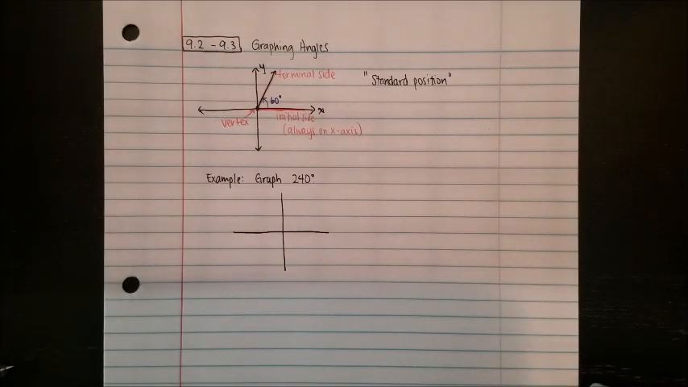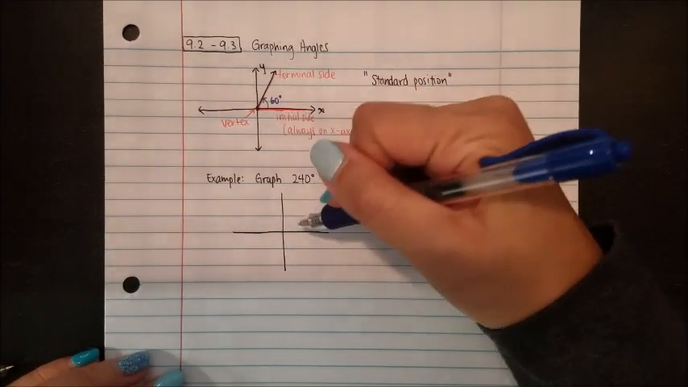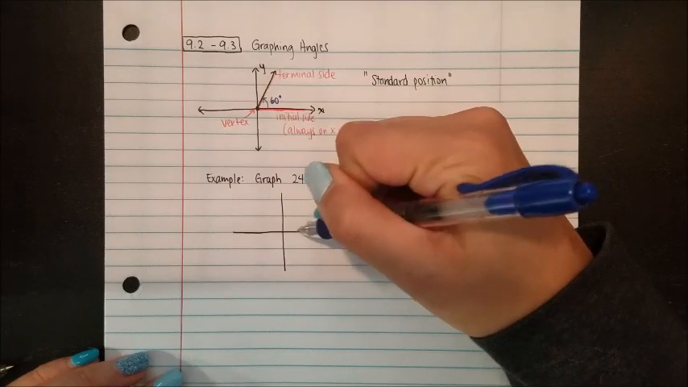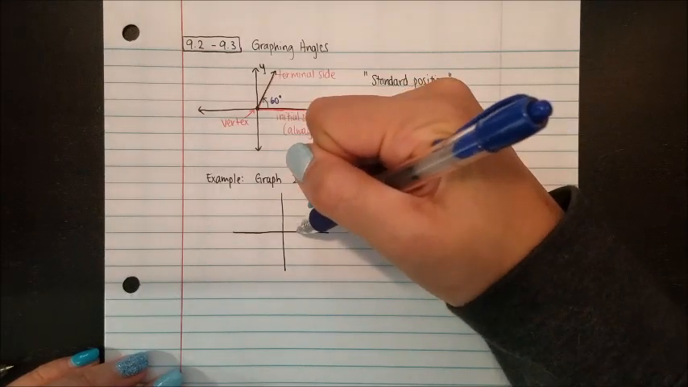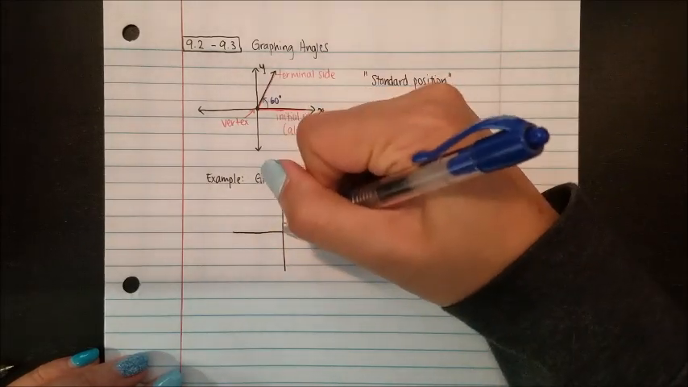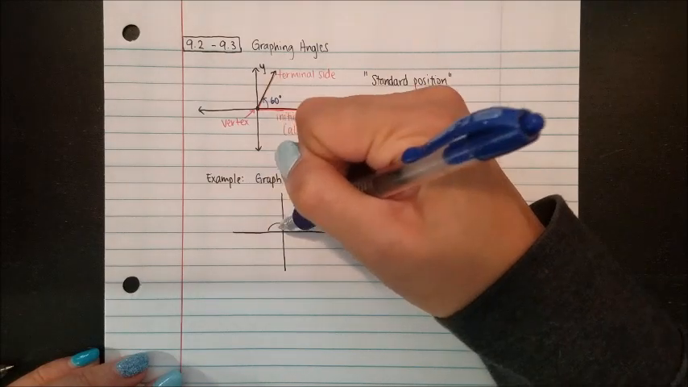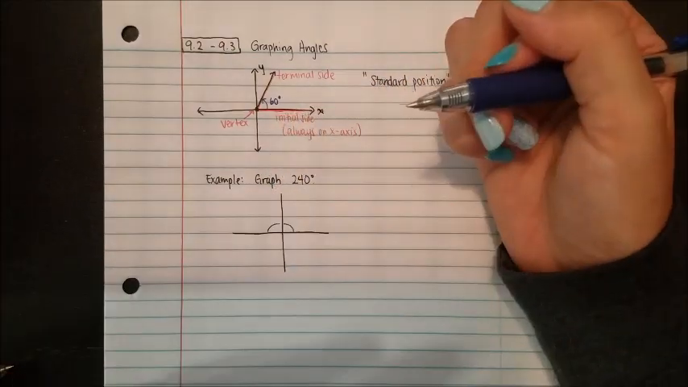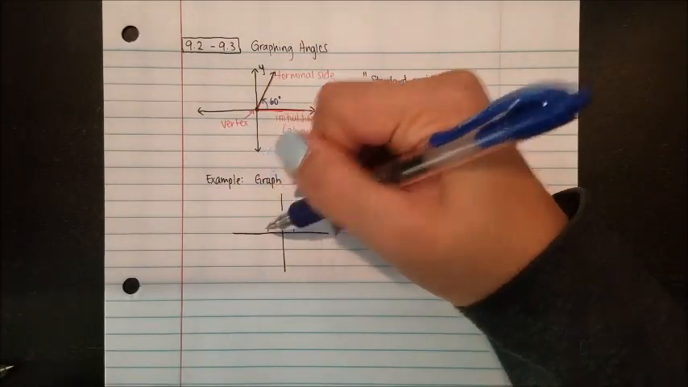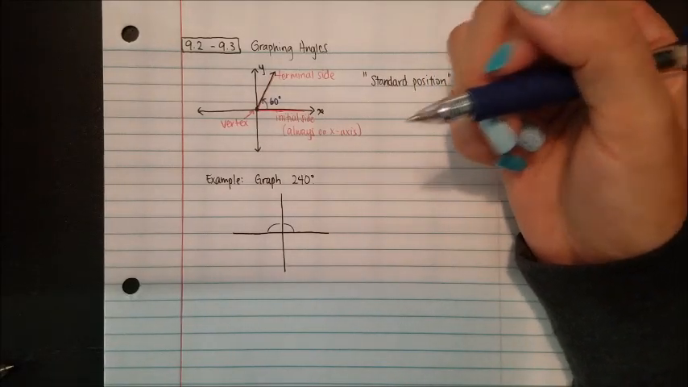Let me give you another example. Let's say we're trying to graph 240 degrees. So we would always start right here on the x-axis. And then we know that if I went up this far, this line right here gives me 90 degrees. And if I kept going to this other side of the x-axis, now I'm at a total of 180 degrees, which makes sense because if you think back to geometry, 180 degrees made a straight line.